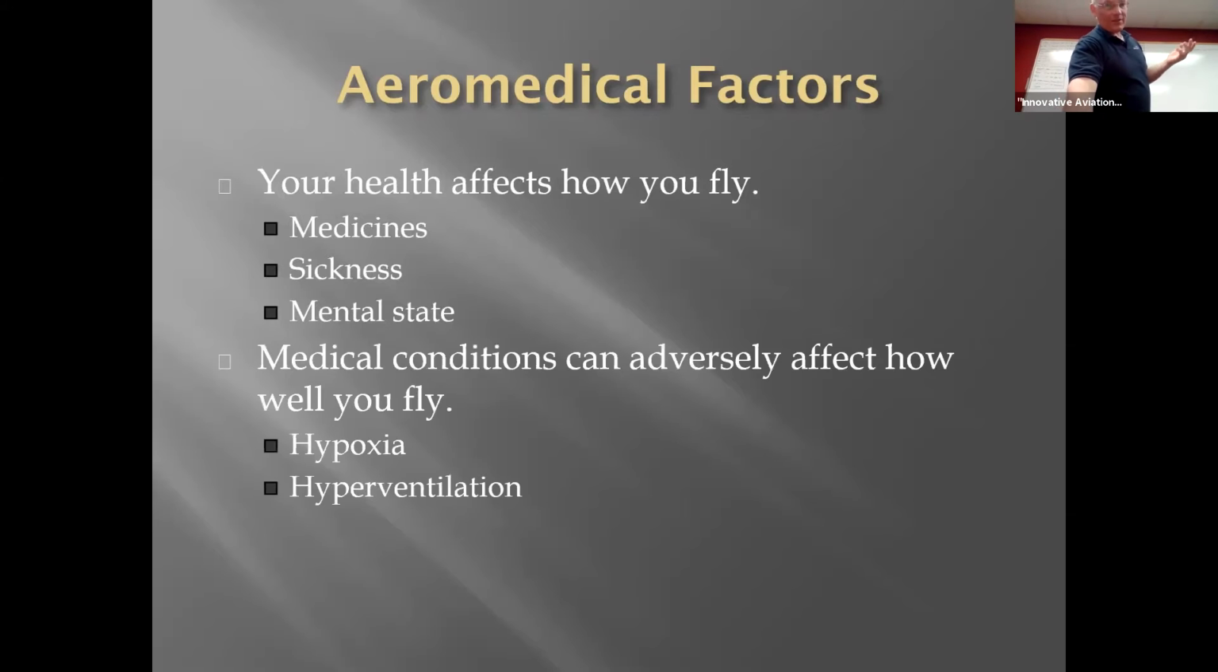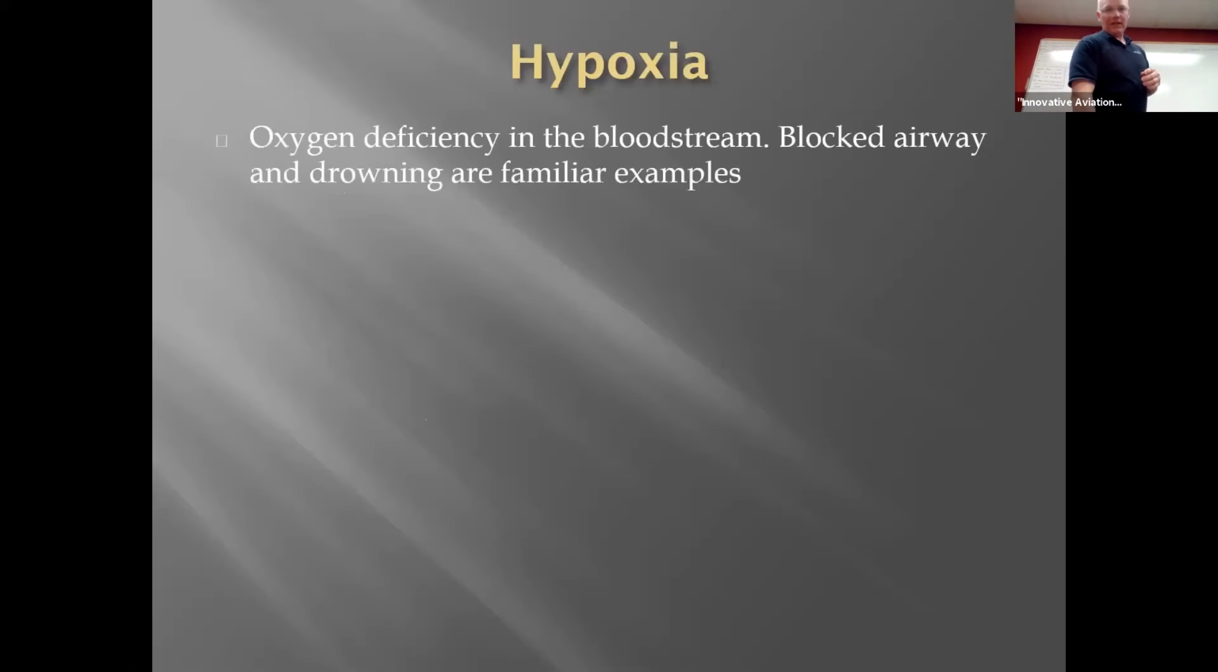And also your mental state will come into that. So here are some conditions that we're going to talk about: hypoxia and hyperventilation, and they're going to affect how we fly. So what's hypoxia? Well, hypoxia is just not enough oxygen in your bloodstream. For example, if you put a bag over your head and try to breathe, you don't die of too much carbon dioxide buildup. You die of not enough oxygen in your blood.